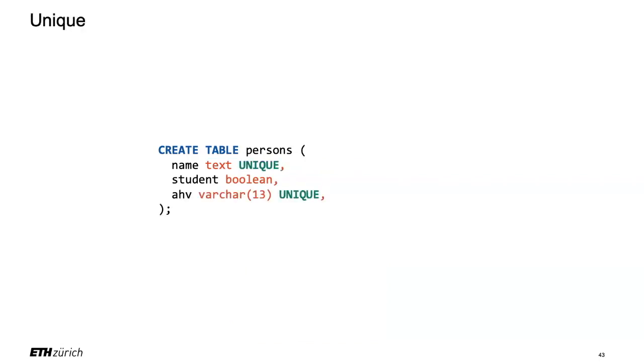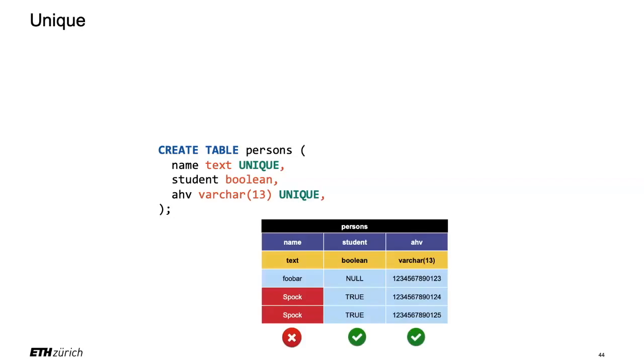Okay. And then comes unique. Unique says it's not possible to have multiple times the same value in these columns. So if you have name that must be unique and you have twice the same name like here, this is going to be an error. It will not let you. AHV, so the social security number in Switzerland, if you say it must be unique, then that's the same. It's going to throw an error if you have several times the same one.